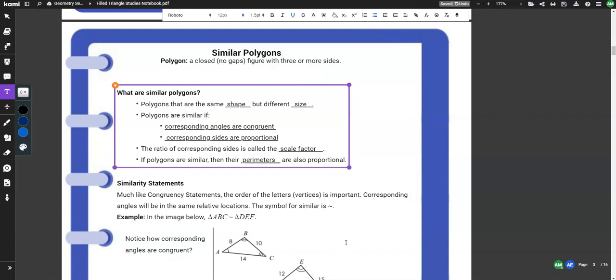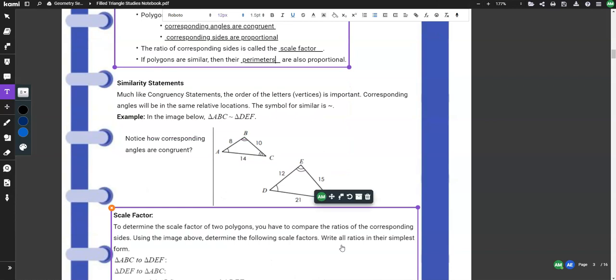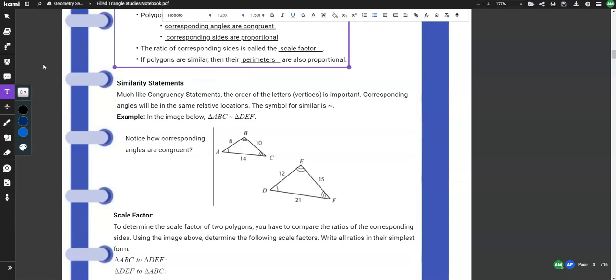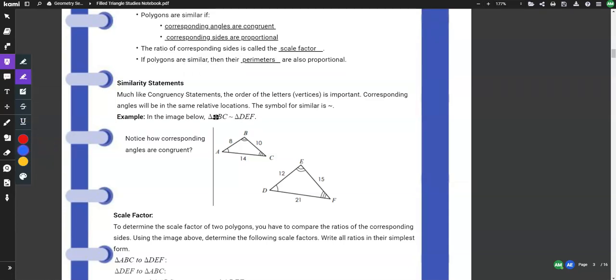Now, similar to our congruency statements, the order of the letters, which are our vertices, is important. Corresponding angles will be in the same relative location, and the symbol we use for similar is just the squiggle. So in this example, in the image below, triangle ABC is similar to triangle DEF. So A comes first, D comes first. So we have A, we have D. You notice in our picture, A and D are the same measure.